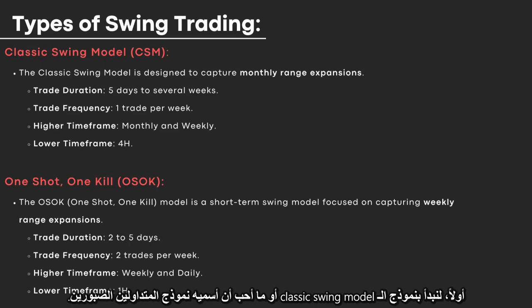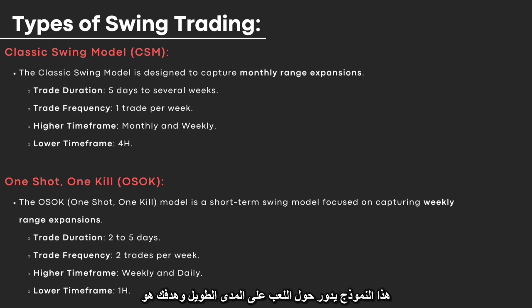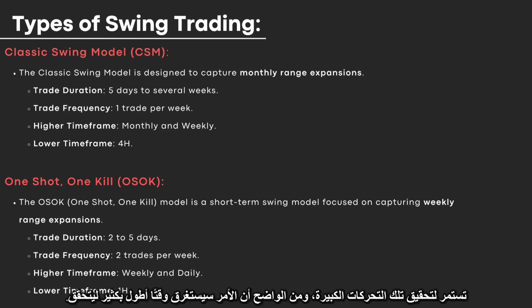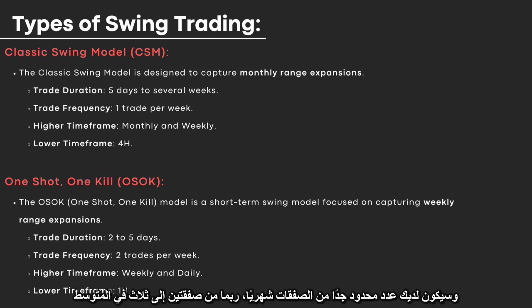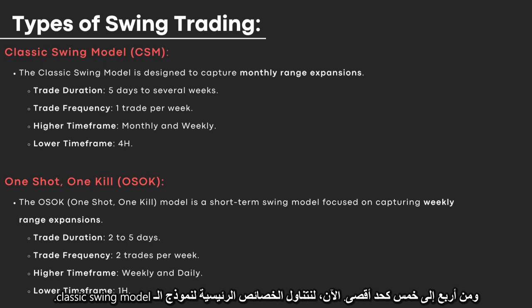First of all, let's start with the classic swing model, or what I like to call the patient traders model, right? Because this model is all about playing the long term game, and your objective is to capitalize and exploit the monthly range expansion. And you're going to let your trade ride for those bigger moves, and obviously it's going to take a lot more time to play out, and you're going to have a really limited amount of setups per month, maybe 2 to 3 on average and 4 to 5 maximum. Now let us discuss the key characteristics of the classic swing model.